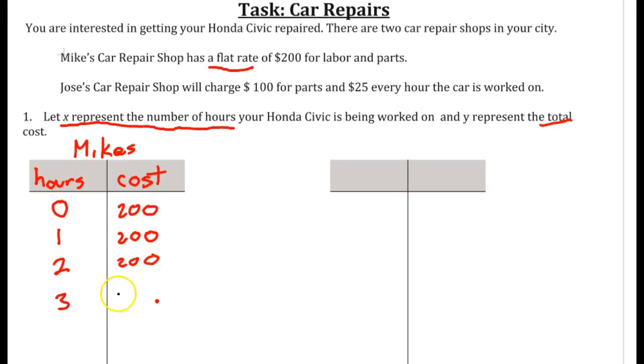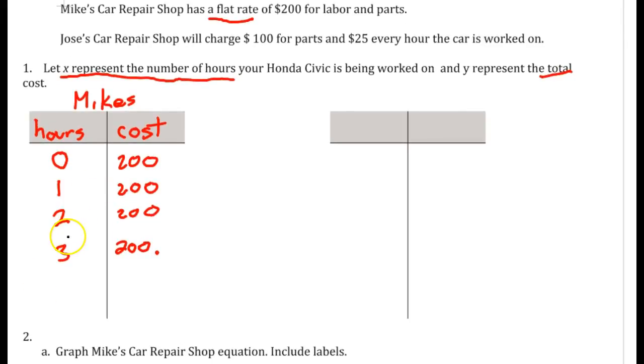Right? So it's not really good if it's a really fast fix and you spend $200 when it only takes 5 minutes. But if it happens to be a 7-hour job, then that's actually a really good deal because it still only costs $200. So this is usually something you would want to do if you know it's a big repair. But at some point, they're going to say, well, when is Jose's going to be cheaper? So up to what point? Because he only starts at $100, right? And then goes up 25 every hour.